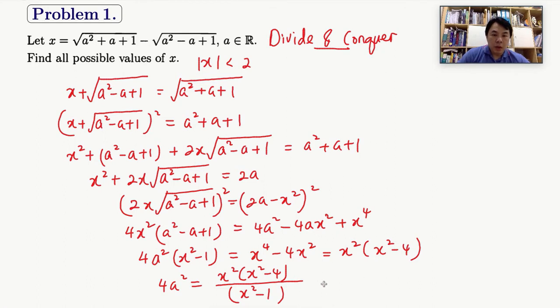Alright, now this is the final section we're going to analyze before we can finalize the solutions here. So I'm going to rewrite this finding. We found that 4a squared is actually equal to (x squared minus 4) divided by (x squared minus 1). So these are the two major conditions that we're going to consider.